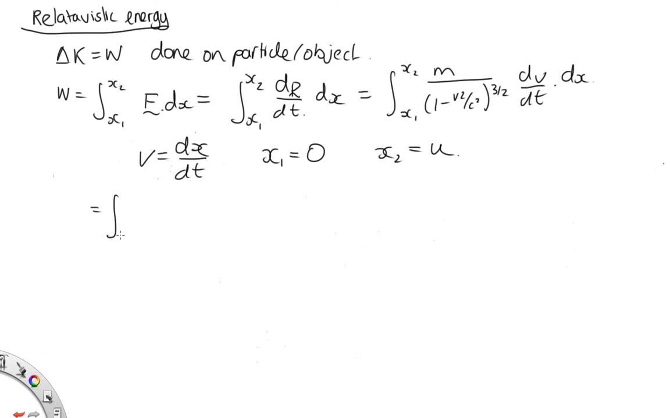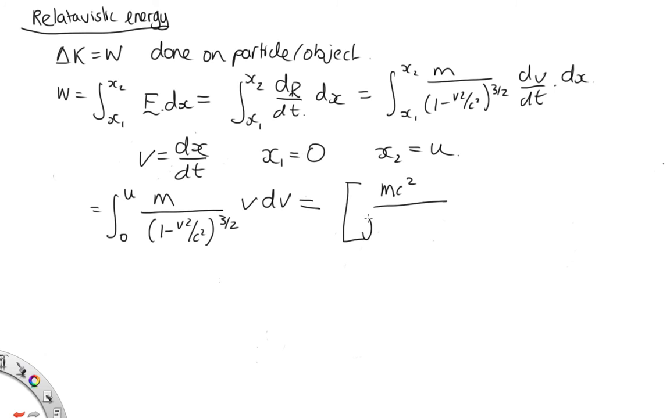So we've got our work, with our velocity changing from 0 up to u, is the integral of m over (1 minus v squared on c squared) to the 3/2. Now, dx/dt, that's v, so this is v dv. Now, this is a standard integral. You can look it up. When we integrate it, we end up with mc squared. This c squared comes from down here, over the square root of 1 minus v squared on c squared, and we evaluate that at u and at 0.